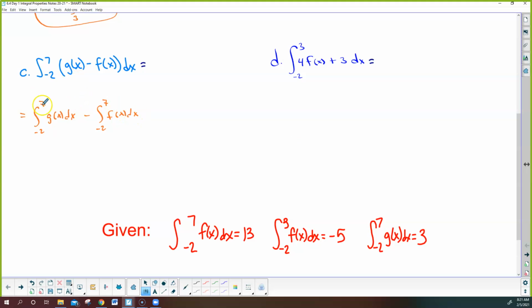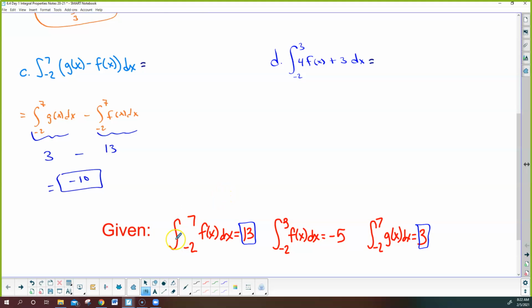So now notice, why did I have to officially rewrite this? Because I cannot use this fact of substitution until I know exactly what these are equal to. So -2 to 7 of g of x is right here. That's equal to 3. And then -2 to 7 of f of x, that's this one down here, that's 13. And when I subtract, I get -10. So nothing super crazy there.